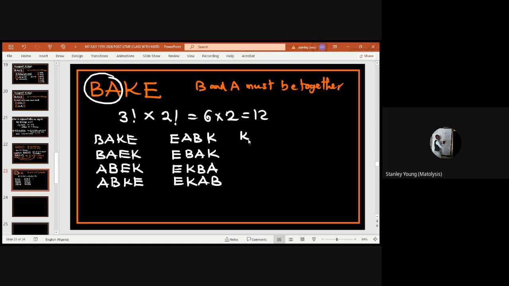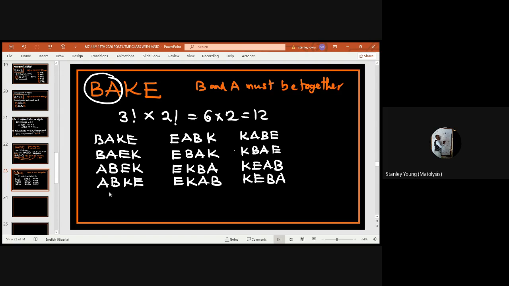Now let's go to K starting. K starting, we have KABE. I can have KBAE. I can also have KEAB. I can also have KEBA. We have exhausted it.